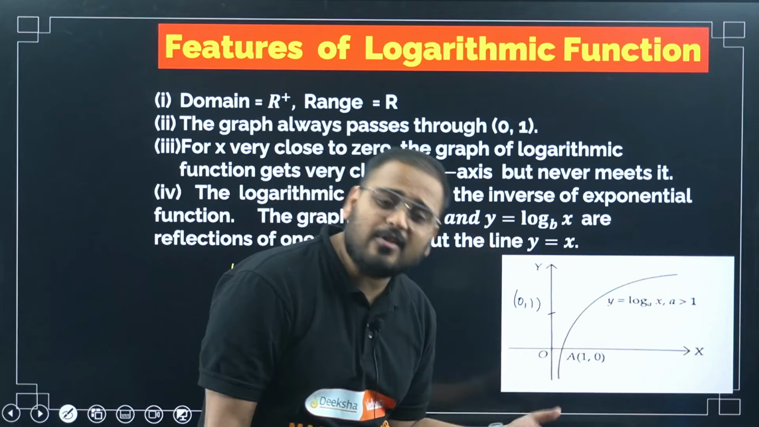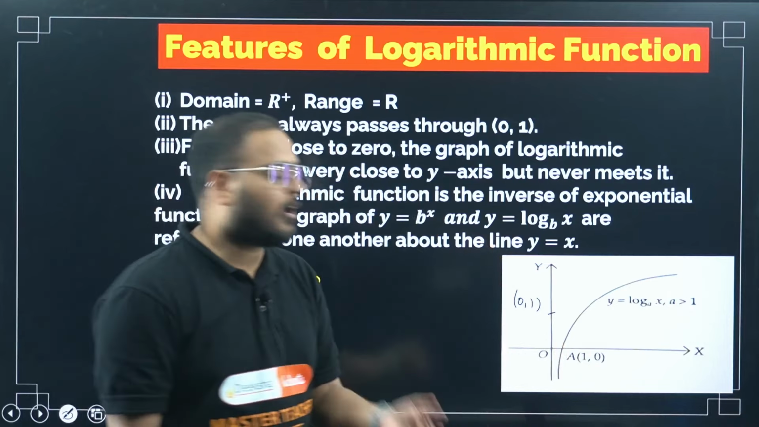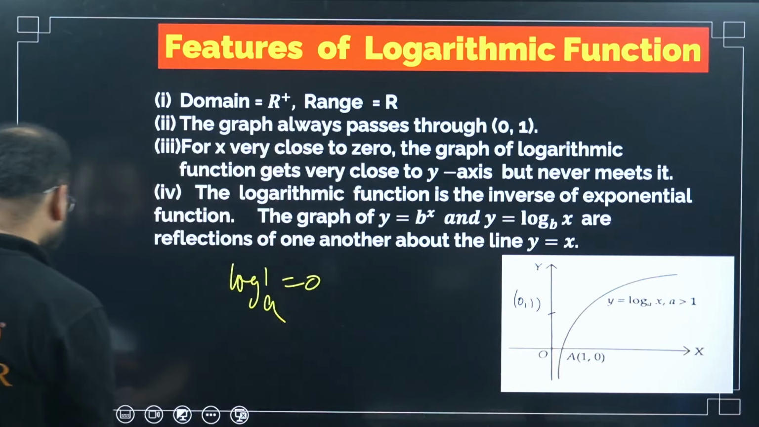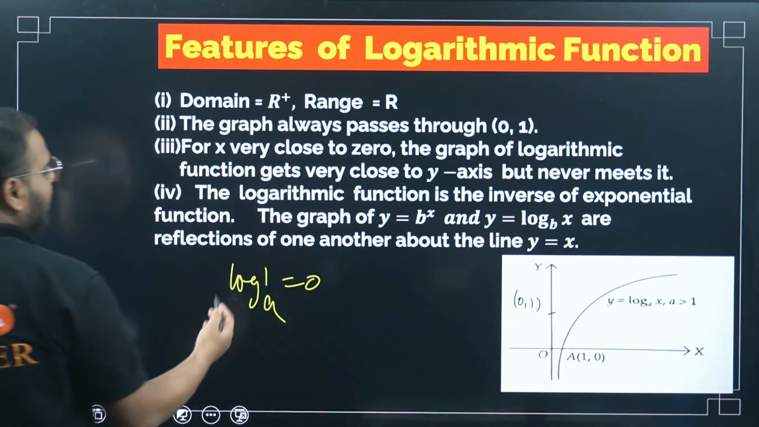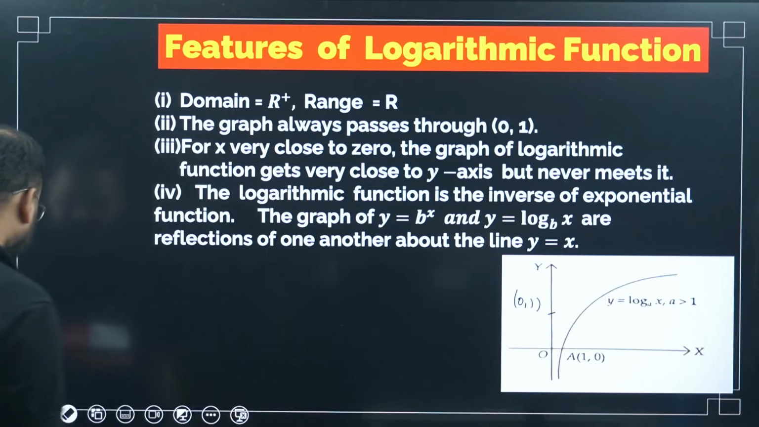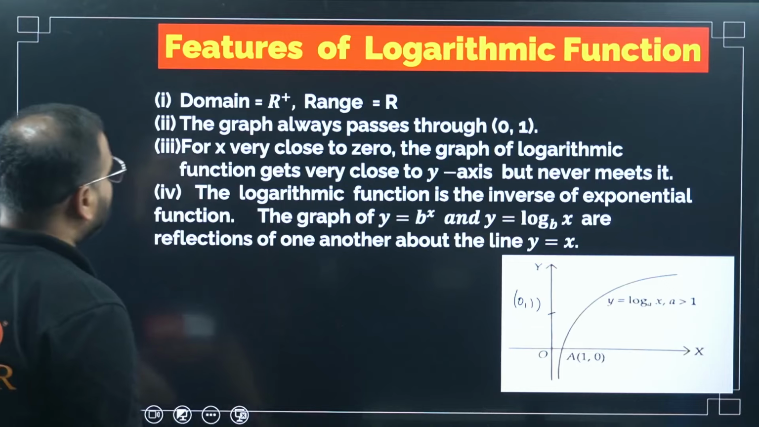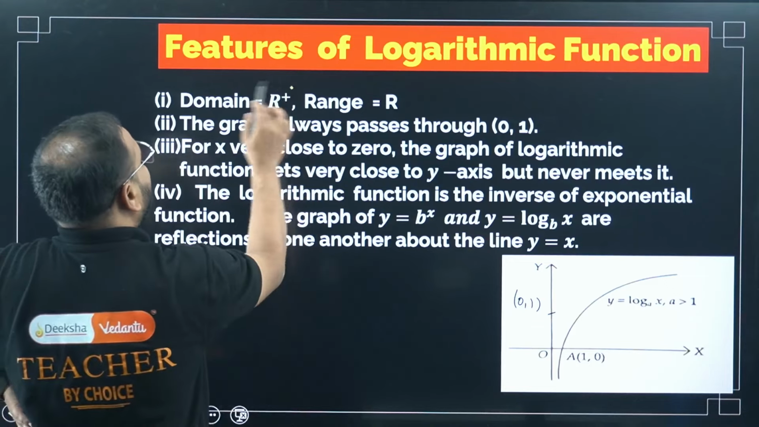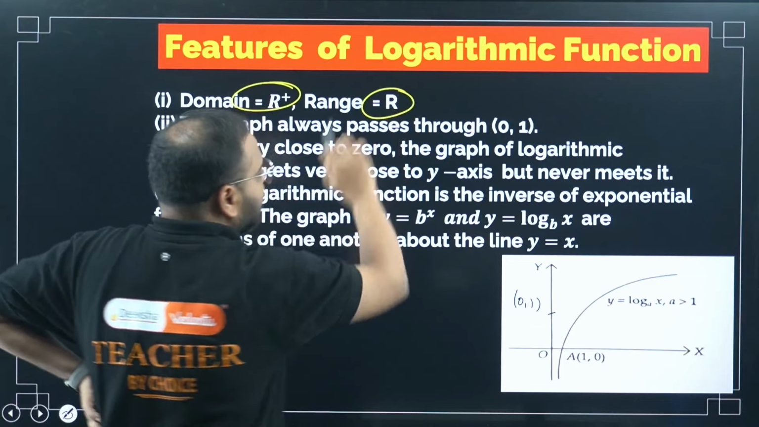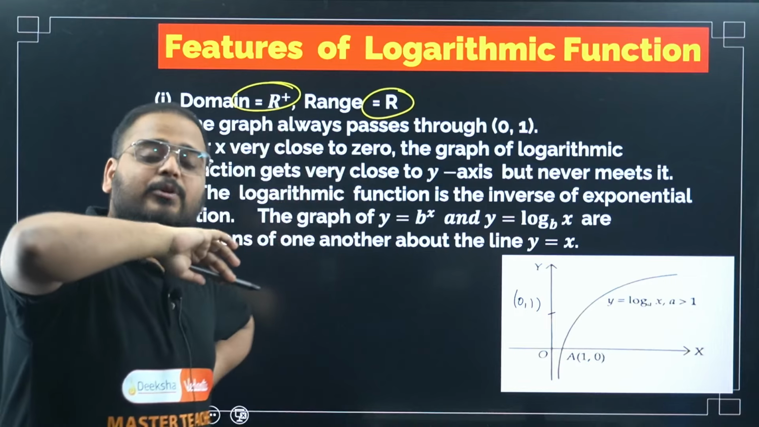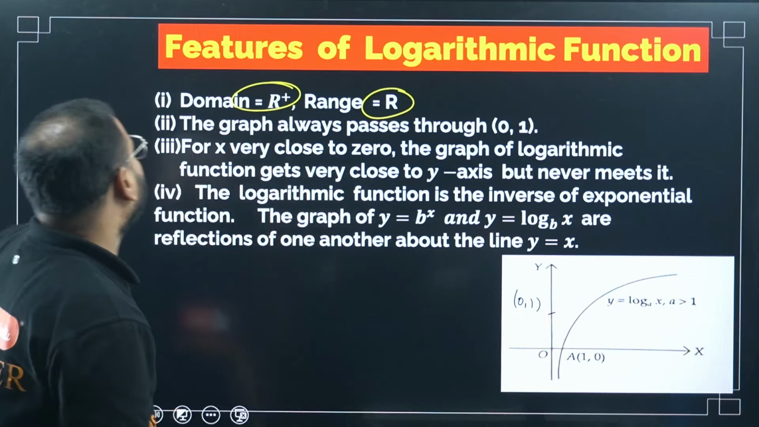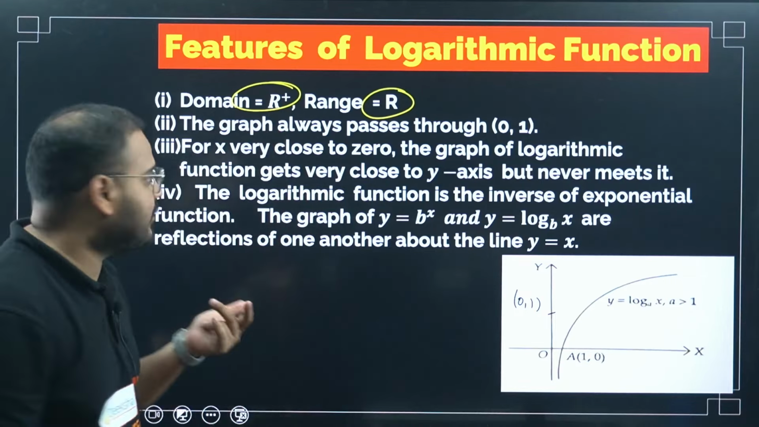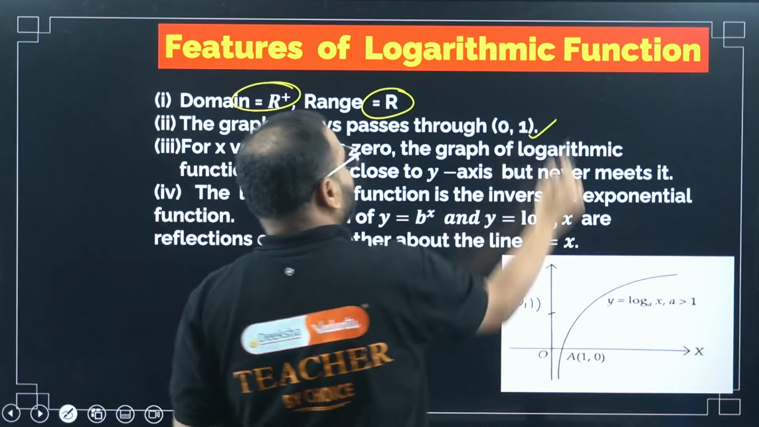So any logarithmic function, if you draw the graph, must pass through the coordinate 1, 0. Yes, sir. That's very, very simple. Okay. Domain is what? I already discussed, R plus and R. Domain and range of exponentials get interchanged here because the graph is inverse. This I said always passes through 0, 1.